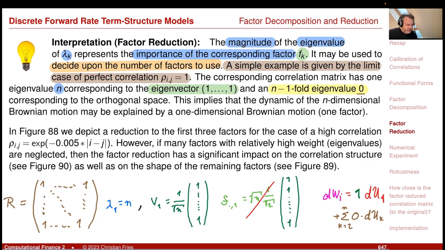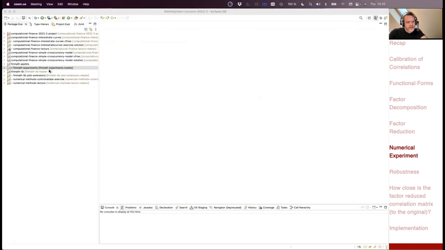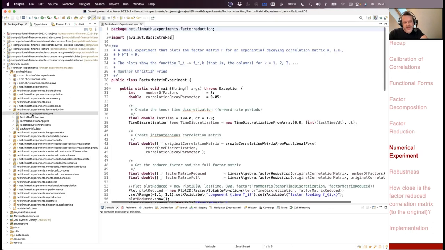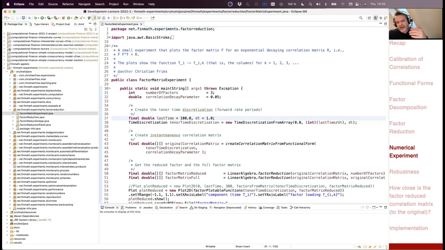Let's have a look at how these guys look for, say, our correlation model. So I have here a correlation model, rho_ij, and then I do the factor decomposition for this matrix. I have a few figures here in the script, but we could also look into this in the code. Here in our experiment repository, you find a package called experiments factor reduction, and there is a small experiment, factor matrix experiment, which just does these steps. So I create a correlation matrix, and my correlation matrix is associated with an interest rate model, which has a time discrete forward rate structure associated with a tenor discretization.